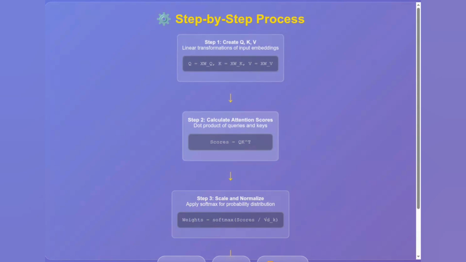Step 2. Calculate attention scores. We compute the dot product between queries and keys. This gives us a score matrix where each element represents how much attention position i should pay to position j.